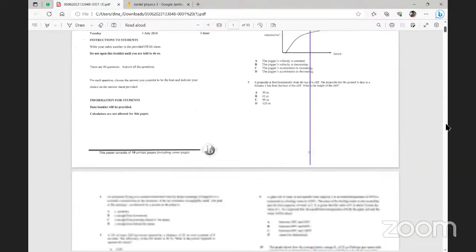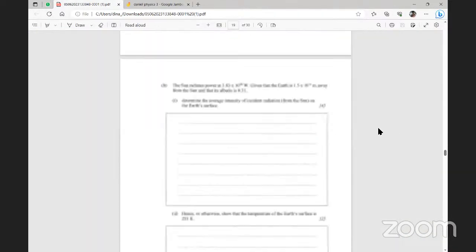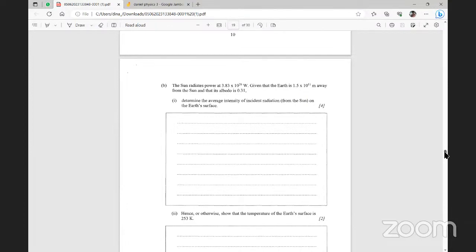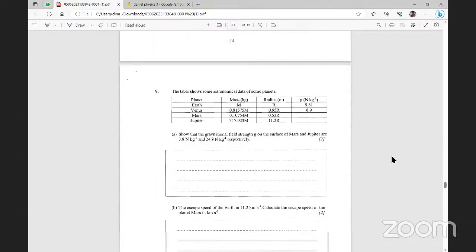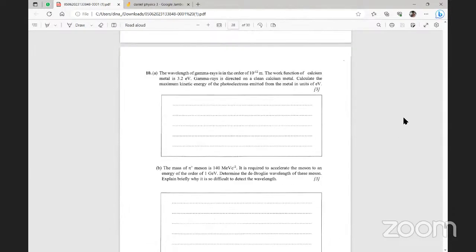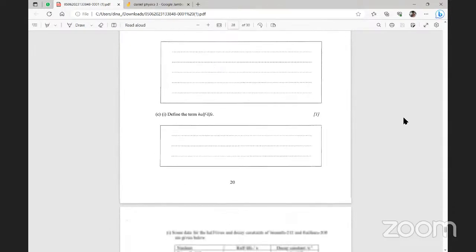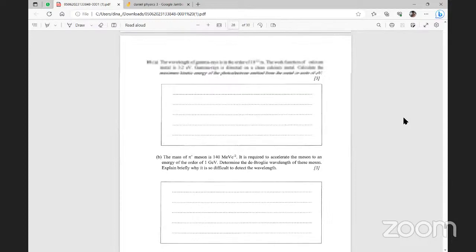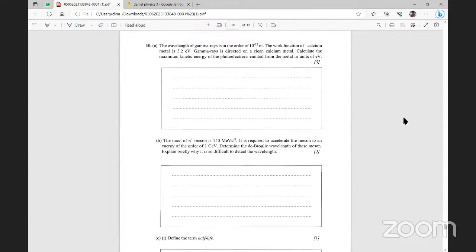This is stupid chapter 12. What is chapter 12? The whole nuclear physics. Some are not as bad. Some are. Okay, let's do this.